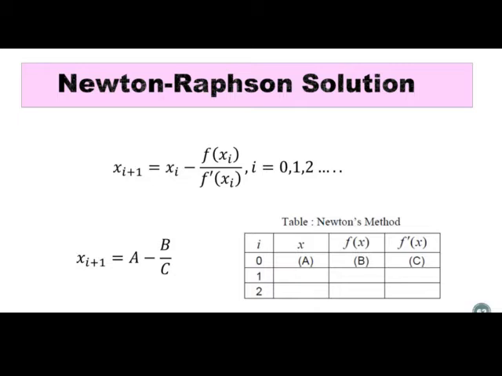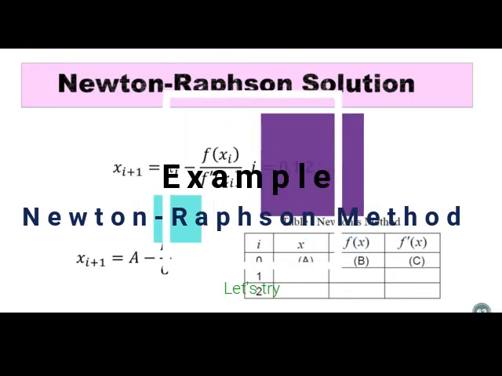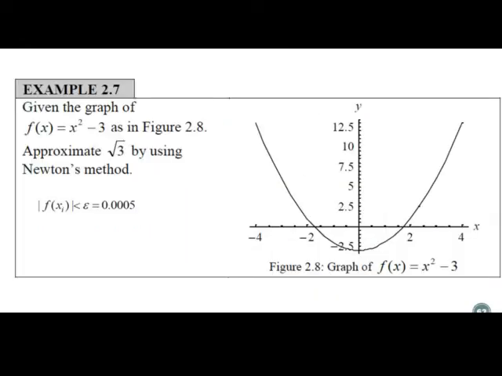Okay, let's try an example. Make sure you prepare your calculator. Example 2.7. Given the graph of f(x) equal to x power of 2 minus 3 as shown in Figure 2.8, approximate root 3 by using Newton method. This is your stopping criteria: until you find a tolerance value less than 0.005.